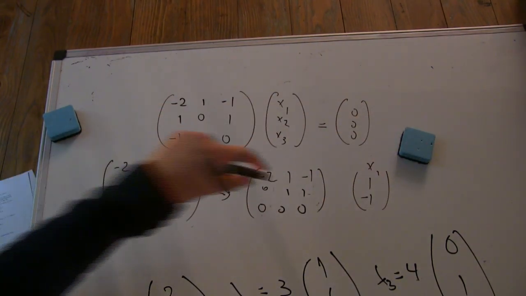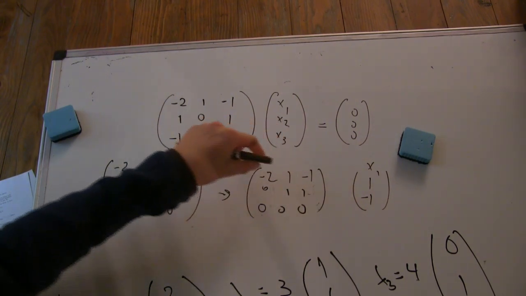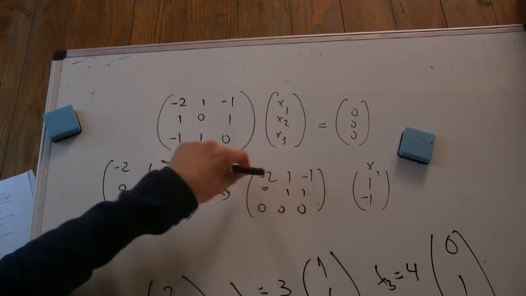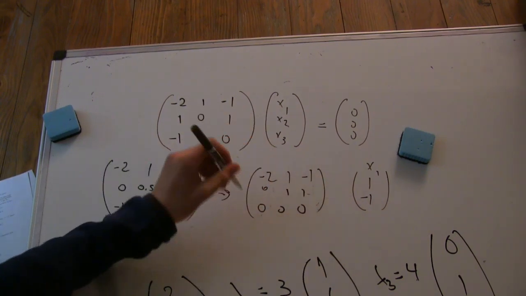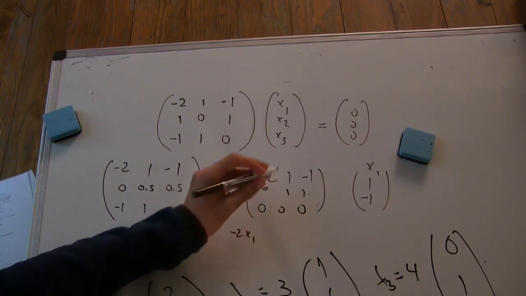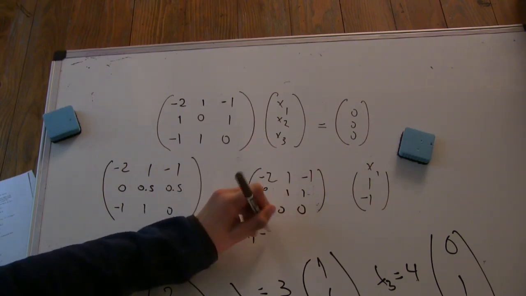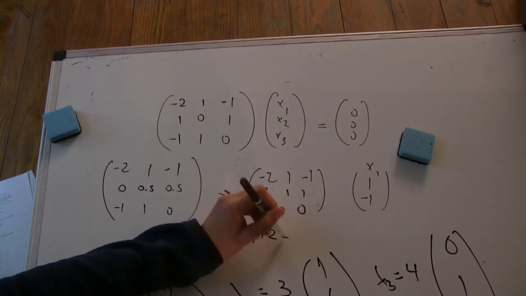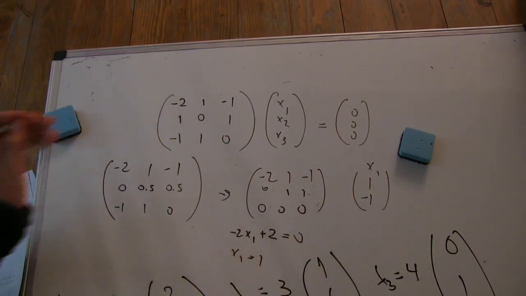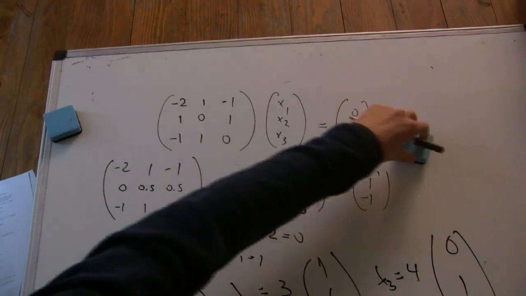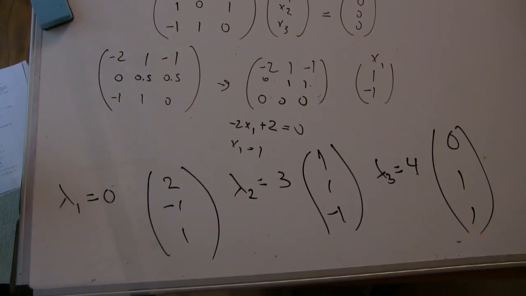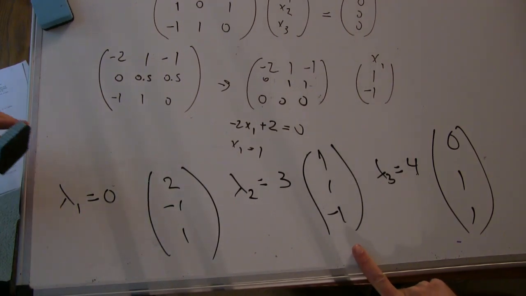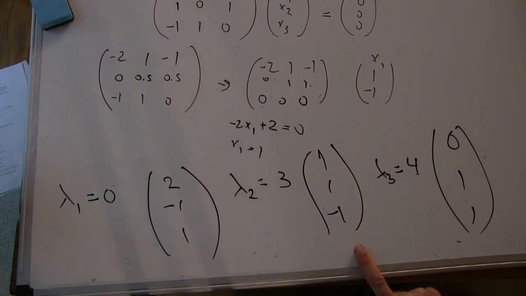x1. And then from here, we know that x1 is going to be, since this has to go to 0 too, and we have -2 x1 plus 2 equals 0. So x1 is 1. x1 is 1 also, and that's what we got down there. And that's the calculation for how you get the second eigenvector.